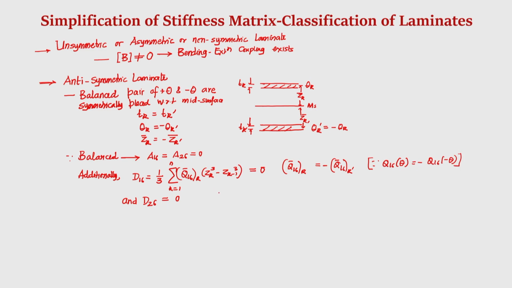Therefore, the characteristics of an antisymmetric laminate are that A16, A26 are 0, and additionally D16, D26 are also equal to 0. However, because it is not symmetric, the bending extension coupling exists and B is not equal to 0.